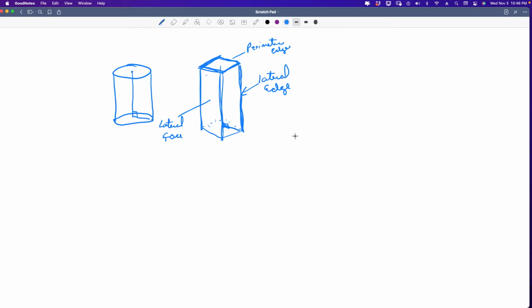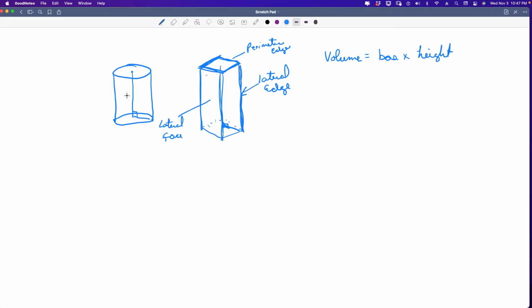So let's talk about the volume of prisms and cylinders. The volume of any of these right solids is always going to be, the volume is equal to the base times the height.